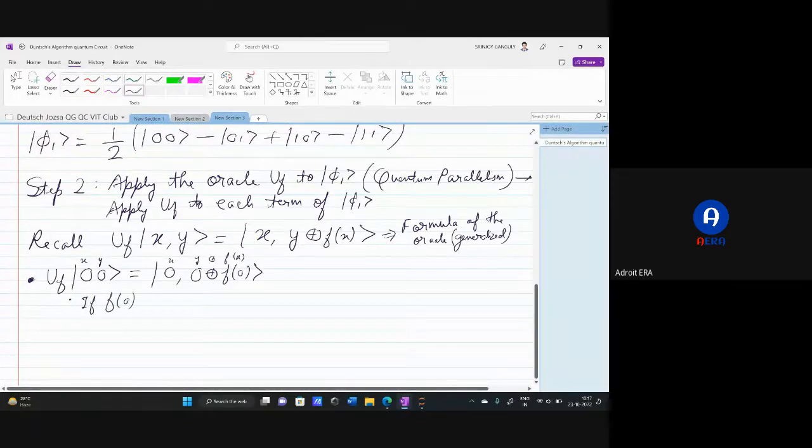So if f of 0 is equal to 0, then what will happen? Then you need to start calculating now. So again, apply the formula. If you have forgotten how the XOR operation looks like, maybe I can just write it down. Whenever you have bits 1 0 1 1 and you take XOR of them with each other, then what will you get?